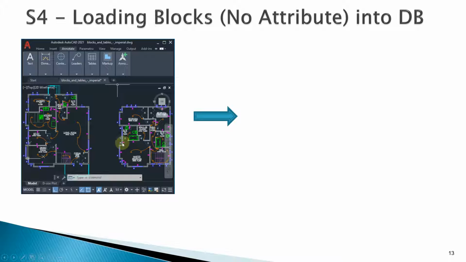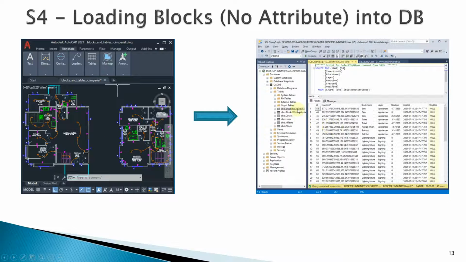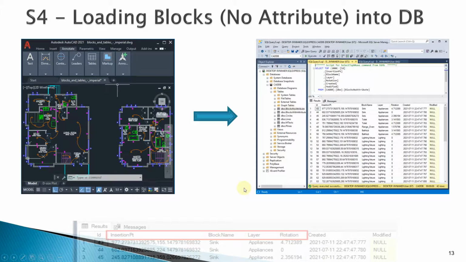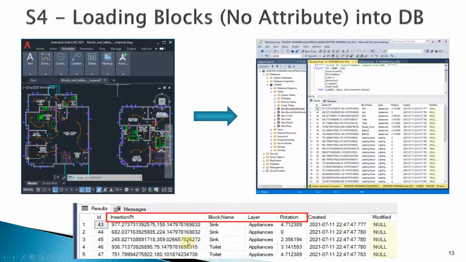And we are going to extract those properties, and we are going to load into blocks no attribute table. The properties that we're going to extract are the block name, layer, rotation, and the insertion point. So you might notice here that the insertion point is separated by a comma for both the x and y coordinate.